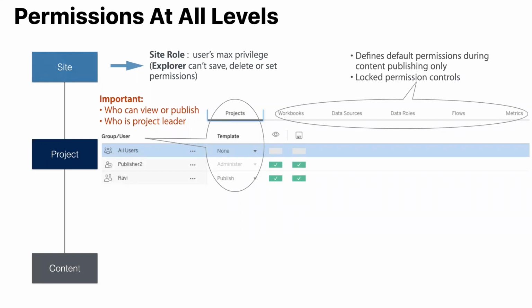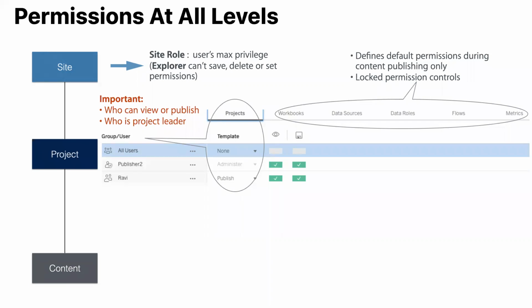There are a few other tabs, okay, at the project level. Those are the default permissions when content is published. The permission defined at the Workbooks tab defines the default permission when a new workbook is published here. However, if this project is locked, the workbook level permission defines all the workbook permissions, no matter who published. Same thing as a flow. If you have a Flow tab, when the flow is published here, if it's locked, the Flow tab defines all the flow permissions. They cannot be changed.